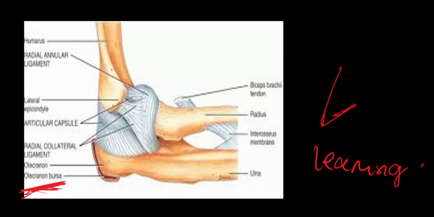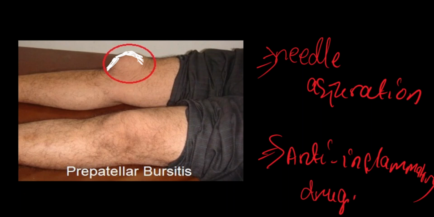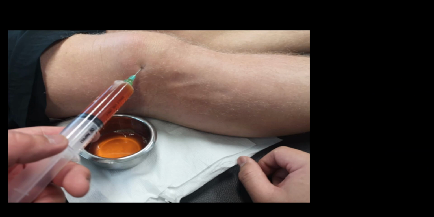Now, because these are inflammatory conditions, anti-inflammatory drugs could be administered, and when the inflammation is caused by an accumulation of fluid, then a treatment could be needle aspiration. Needle aspiration simply involves using a needle and a syringe to remove some of the accumulated fluid within the bursae. So it would look something like this. Here in this picture, we can see an ongoing needle aspiration. We can see the syringe being used to extract some of the accumulated fluid from the prepatellar bursae.